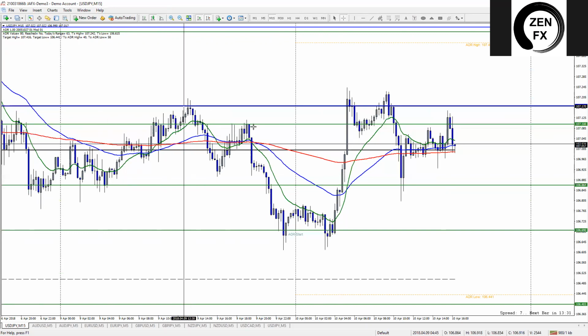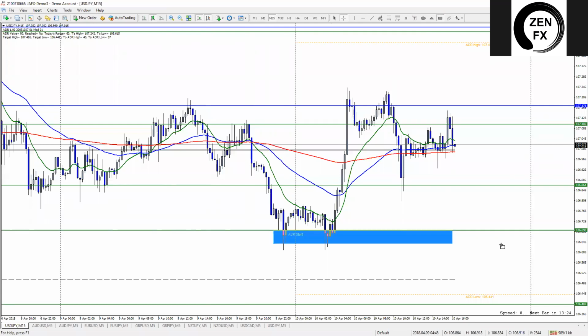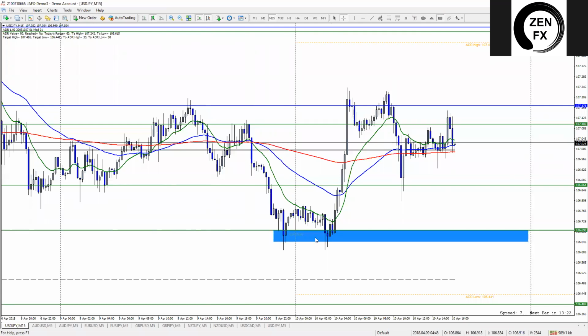Look at that. Almost exactly, just a little bit of a breach. This would have been in our supply zone. So, a slight fake break here, and then we have a slight fake break here as well. But for the most part, price is staying in these levels.